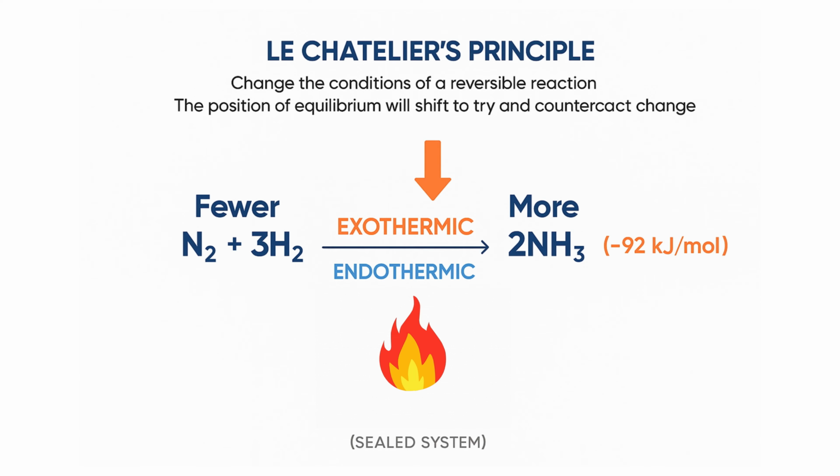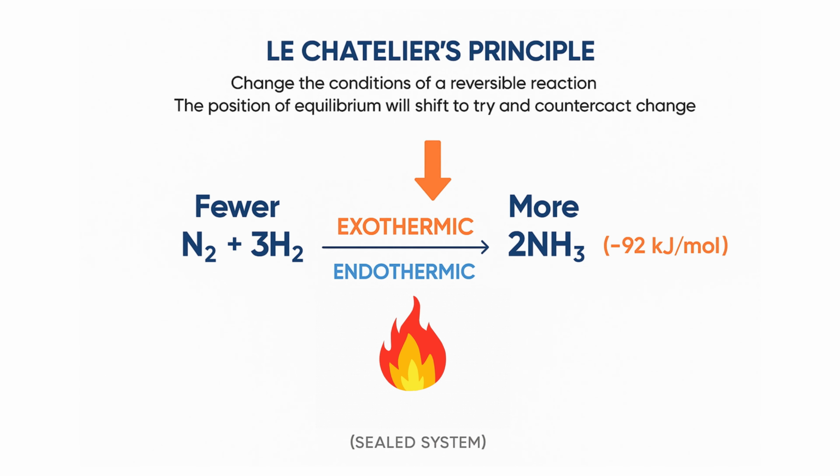Let's say the system is initially at equilibrium, with balanced rates of the forward and backward reactions. If we now decrease the temperature of the system, the equilibrium will try to increase the temperature again. Since the forward reaction is exothermic and releases heat, the equilibrium will shift to the right to produce more heat. As a result, more ammonia will be formed and fewer nitrogen and hydrogen molecules will remain.